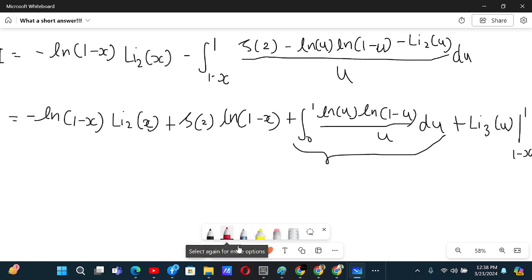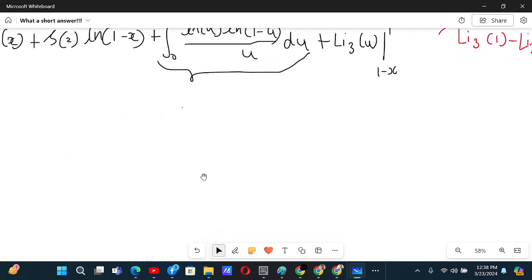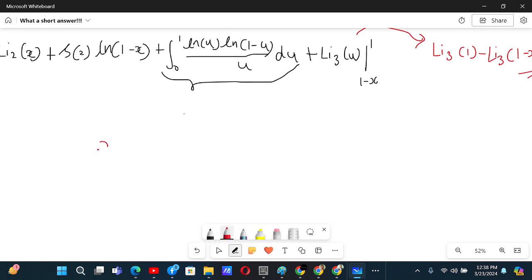Let's deal with these individually. The last one is simple. This one is just Li3 of 1 minus Li3 of 1 minus x. That's clearly easier. Now let's deal with this. That's what makes it somehow difficult, because there are a lot of things to deal with. But this one, I think we have already done in one of my previous videos as well. This is not a new thing.